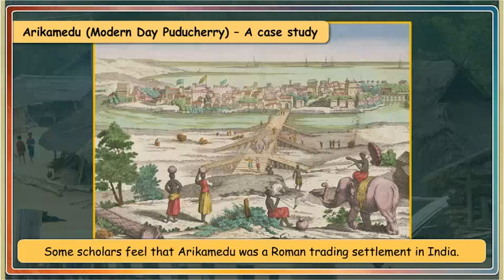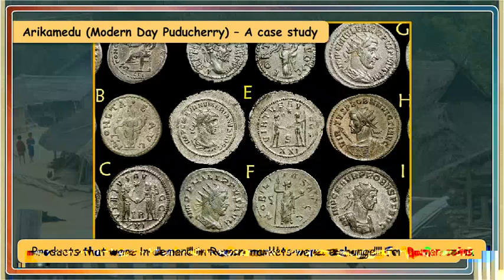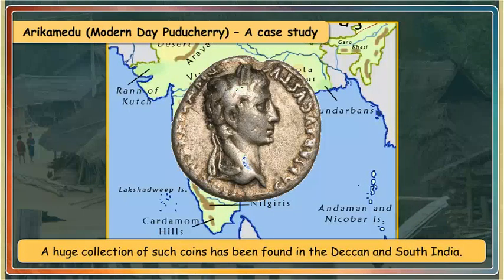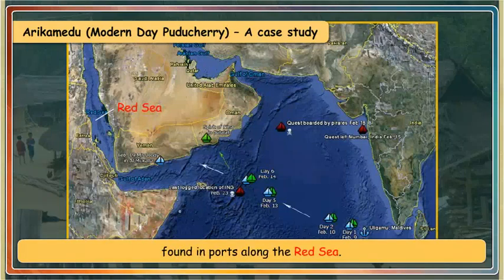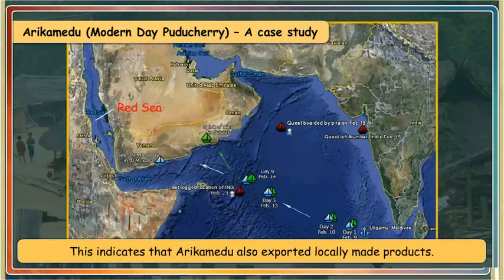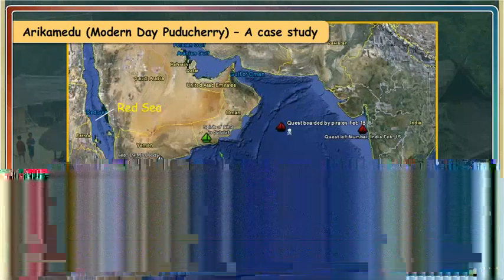Some scholars feel that Arikamedu was a Roman trading settlement in India. Traders from Rome came and stayed here. Products that were in demand in Roman markets were exchanged for Roman coins. A huge collection of such coins has been found in the Deccan and South India. Conversely, pieces of pottery with Indian names have been found in ports along the Red Sea. This indicates that Arikamedu also exported locally made products.